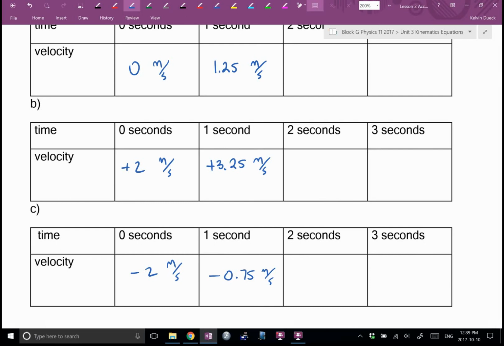Let's go back to that top chart. After 2 seconds in situation A, how fast will I be going? If every second I'm accelerating to the east at 1.25 meters per second squared, how fast will I be going after 2 seconds?